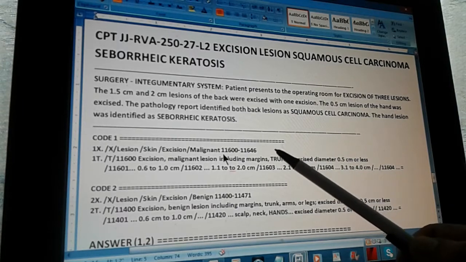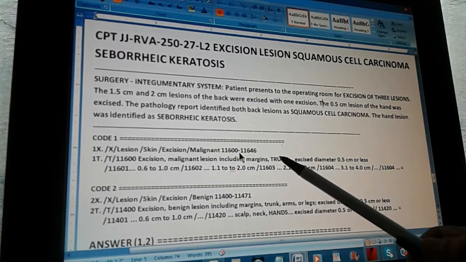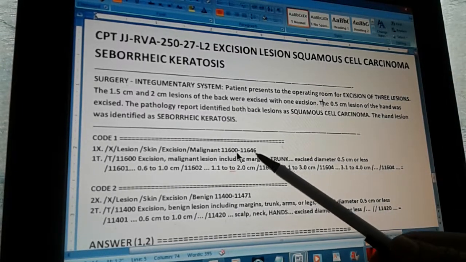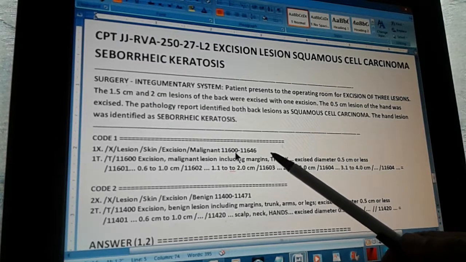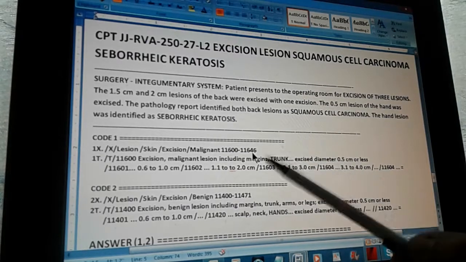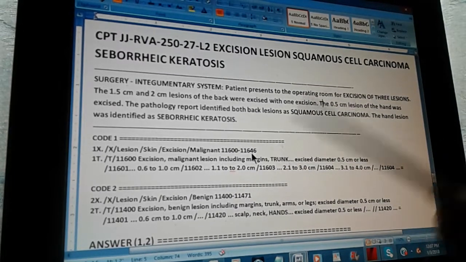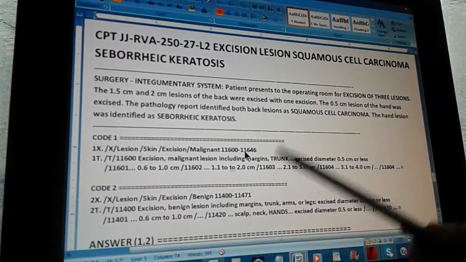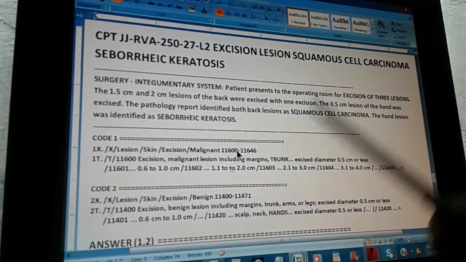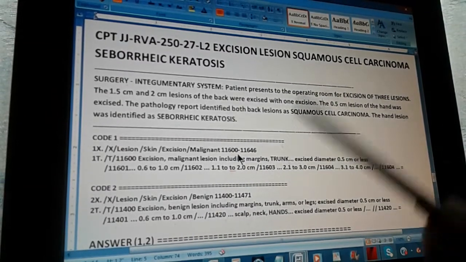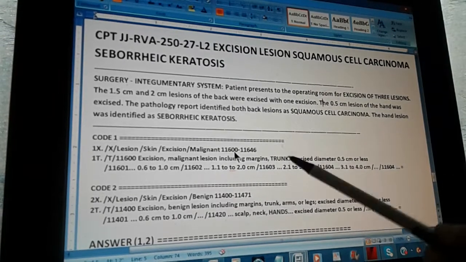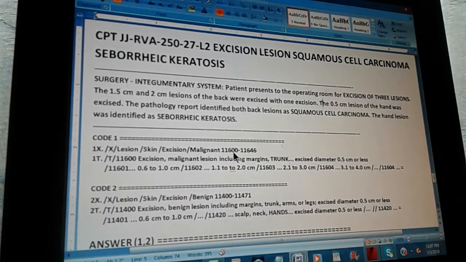You get 11600. You get a range, right? Which means a series of numbers starting in 11600 to 11646. Don't get scared because there are not 45 codes. It jumps, they're not sequential one by one, right? But we have to go through all of them until we find the right one. So for that, we go to the tabular, right?